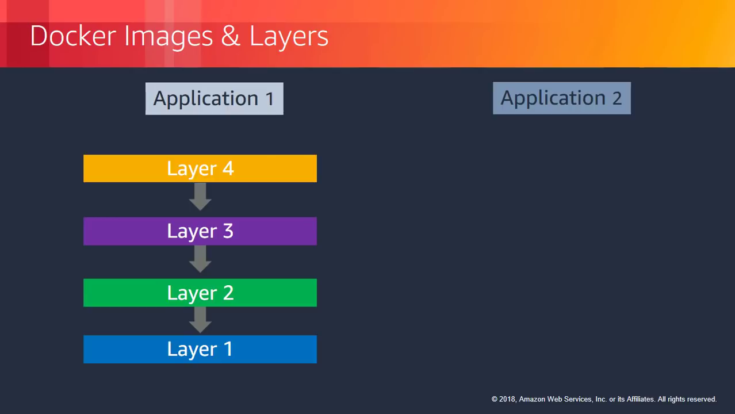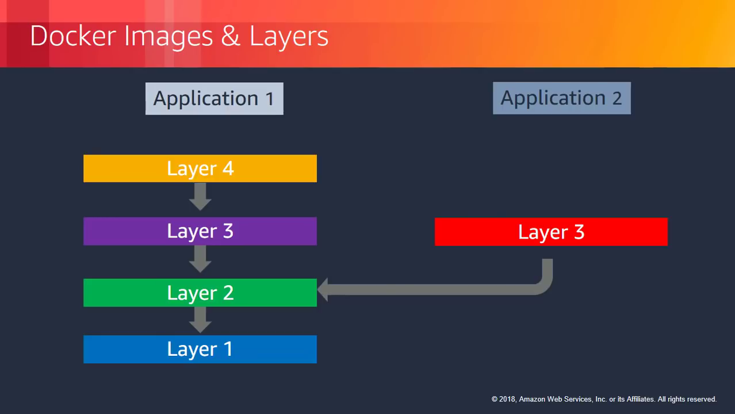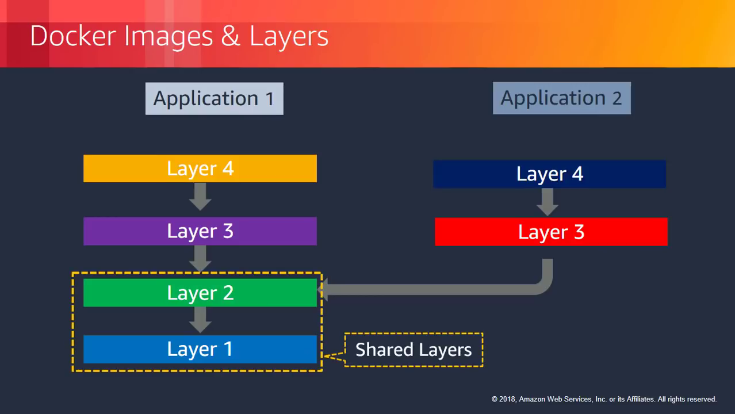Application 2 may not need .NET Framework, so it may be a Java application, so it can use the patched version, install the Java framework on layer 3, and then finally install application 2 on layer 4. So Docker has this concept of shared layers, which means that content on layer 1 and layer 2 are shared across application 1 and application 2.